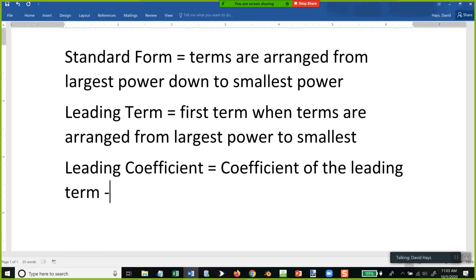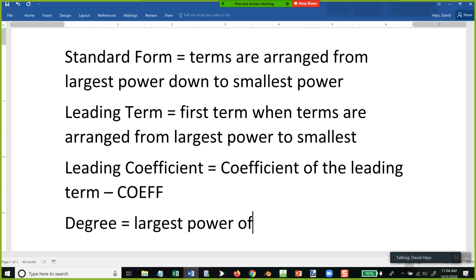Now I'm going to refer to this as COEFF, or to say coefficient. And remember from last time we had a degree, which is our largest power of x. And if it's in standard form, your degree is the power of that first term. So everything is based upon the first term.